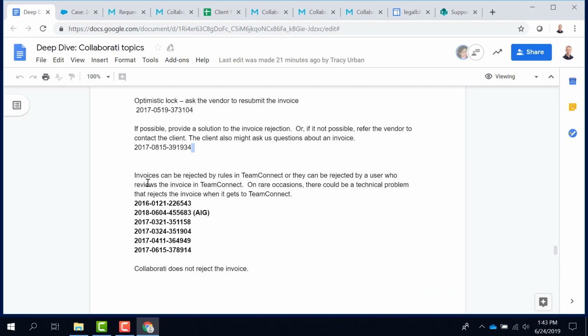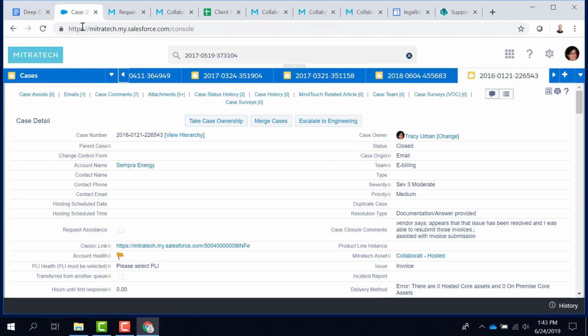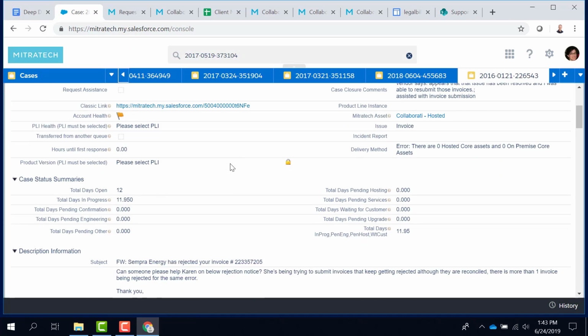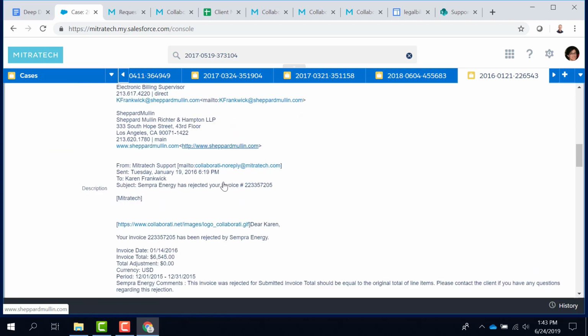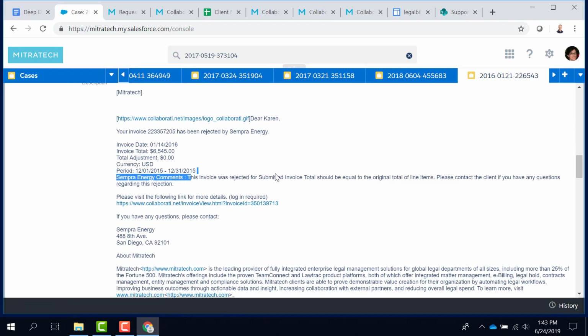So the next group of cases we'll look at are going to be revolving around invoices that are rejected by rules. Can someone please help Karen on the below rejection notice? She's been trying to submit invoices that keep getting rejected, although they are reconciled. There is more than one invoice being rejected for the same error. It says this invoice was rejected for submitted total should be equal to the original total of the line items.